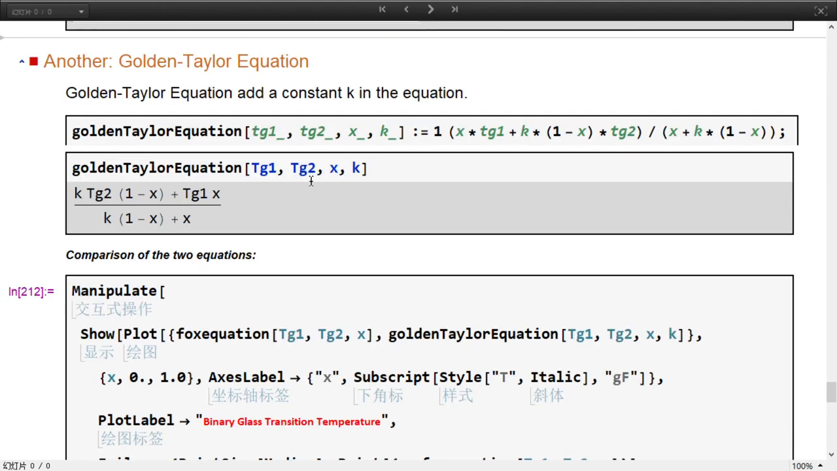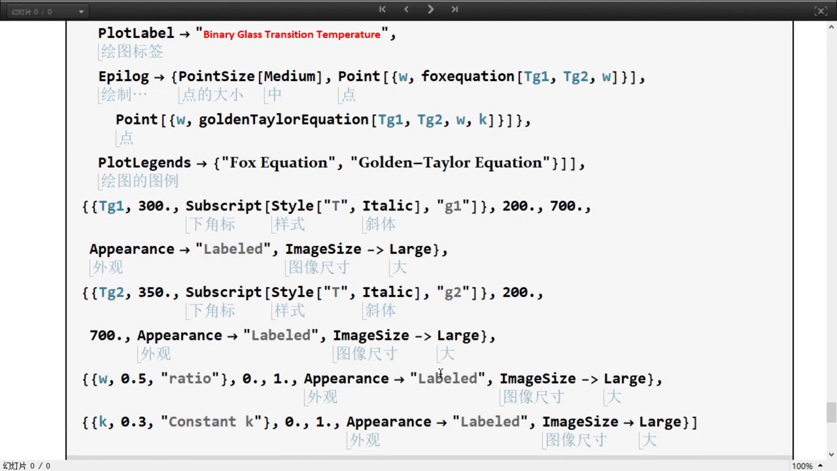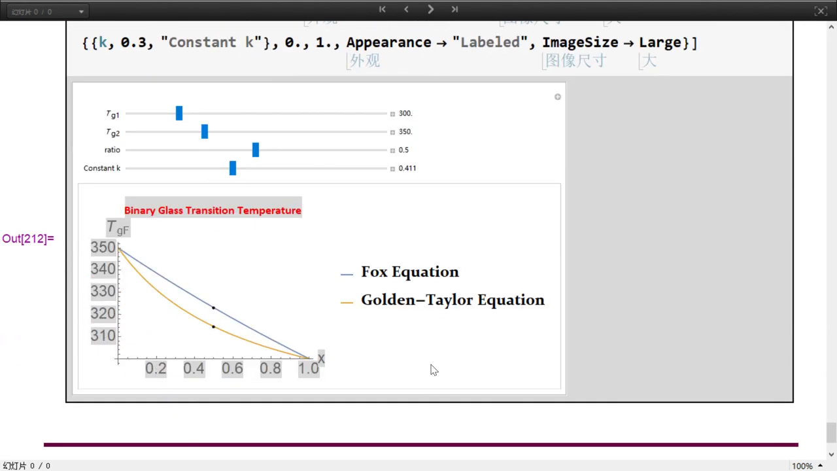If we compare these two equations together, we will get a graph of the two. The blue line is the Fox equation, and the gold line is the Gordon-Taylor equation. If the constant K becomes larger, the line will move up. If K becomes lower, the curve will move down, right?